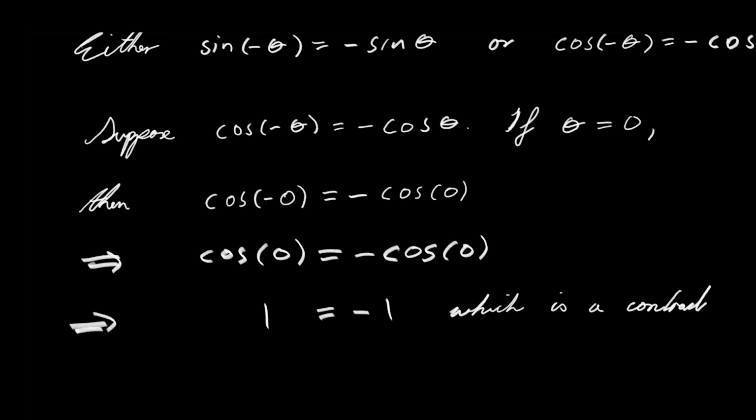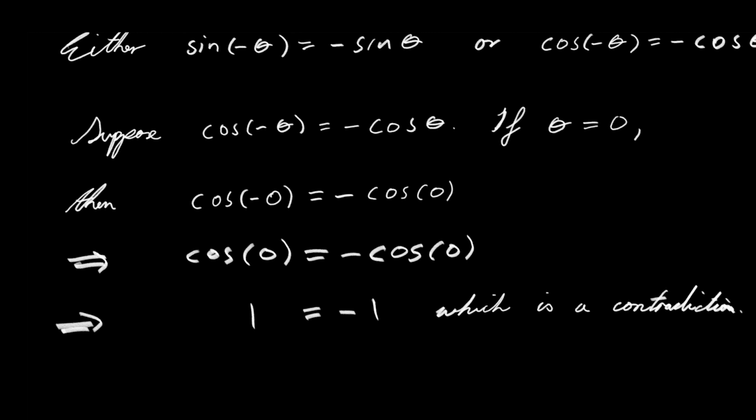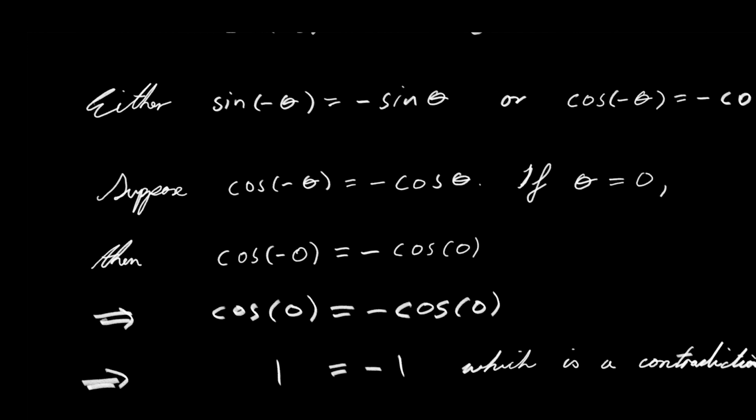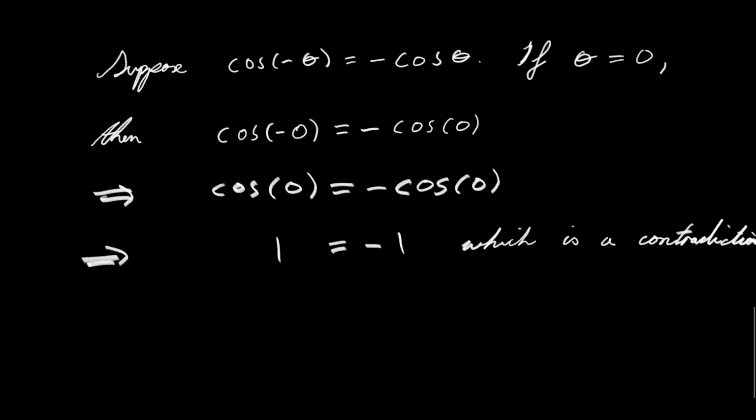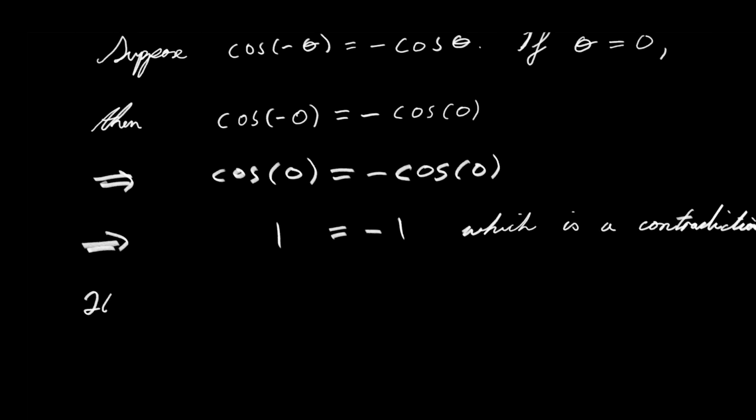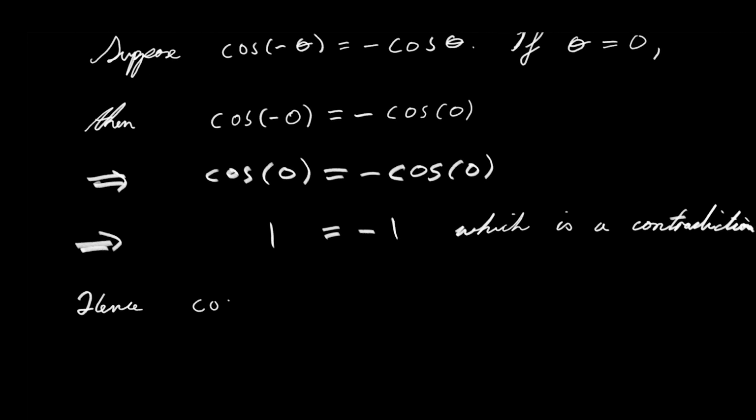And whenever you get a contradiction, the assumption that generated the contradiction must be false. And what was our assumption? We supposed that it was the second case that held, that the cosine of negative theta was equal to negative cosine of theta. So hence, the cosine of negative theta does not equal the negative cosine of theta. Thus, it's the other case that holds.